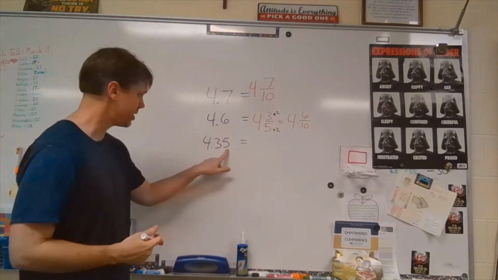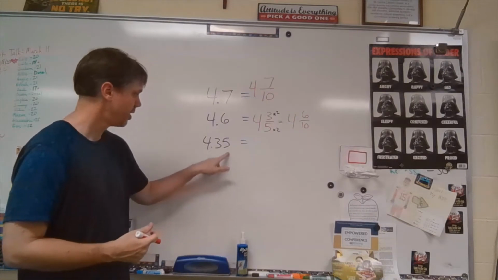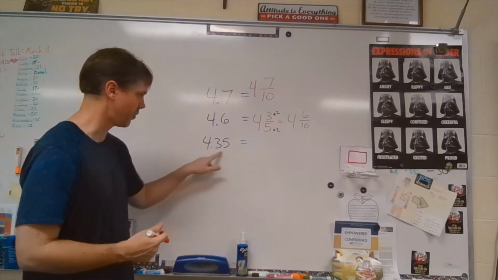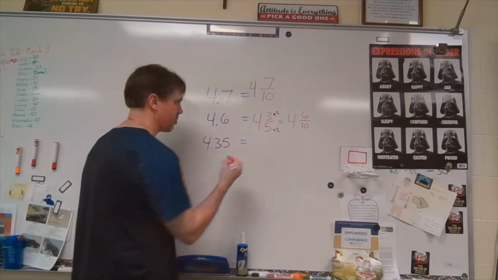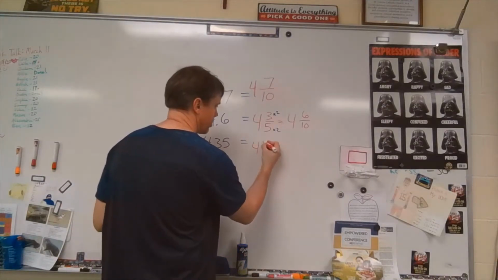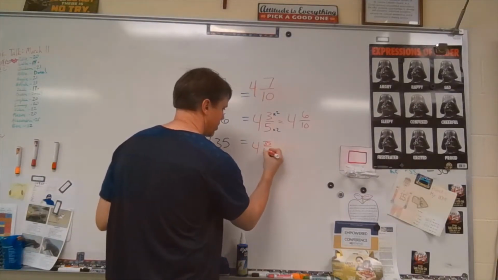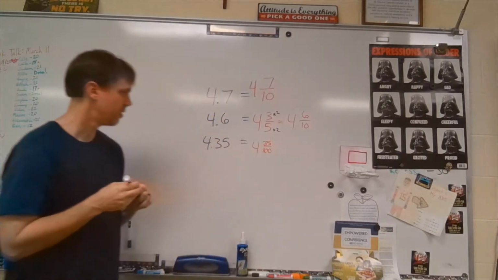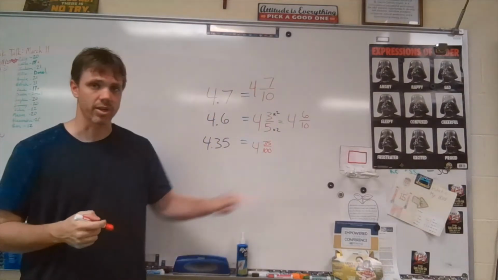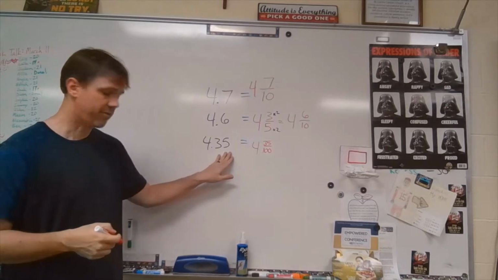But this is the hundredths place value, right? Which means this is 35/100ths. 4 and 35/100ths is how we can say that number, which means we could write it like that: 4 and 35 over 100. And you can do this with any fraction, right?